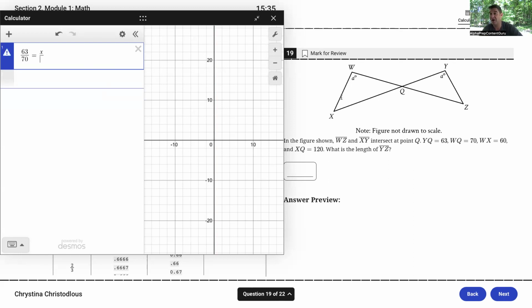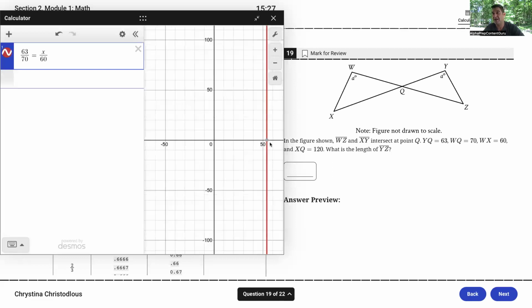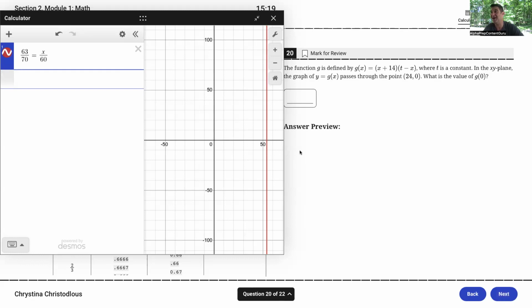And over here, WX is 60. The idea is the scale factor of small over big equals small over big would have to work. And sure enough, 54 is the value of my unknown side. 54, I'm sure I could have done that slower, but come on now. We're rocking and rolling.